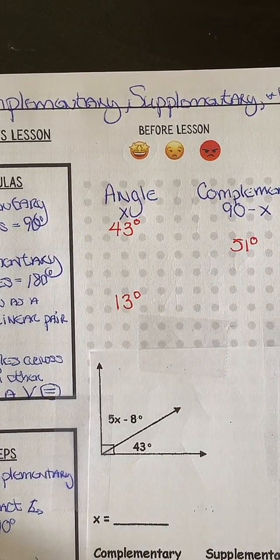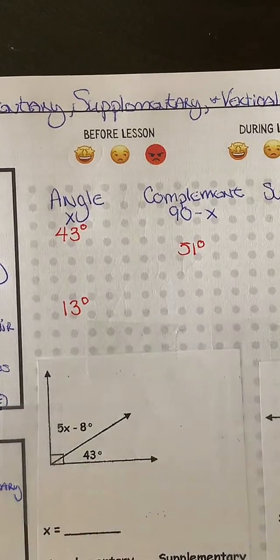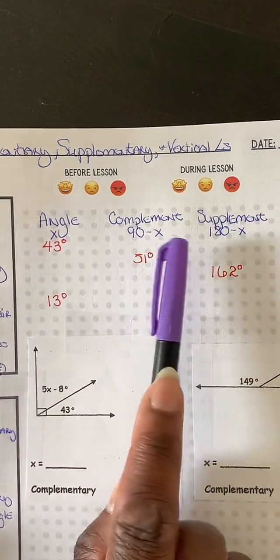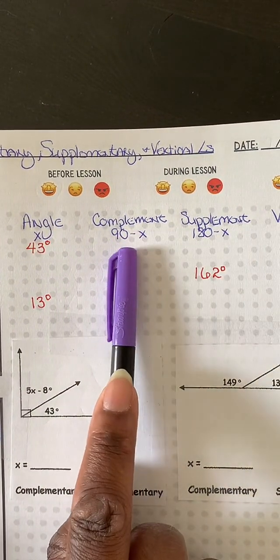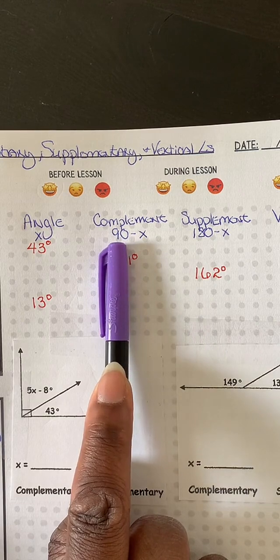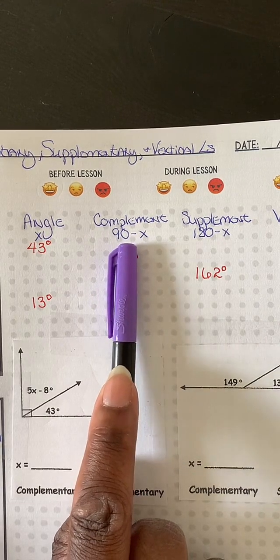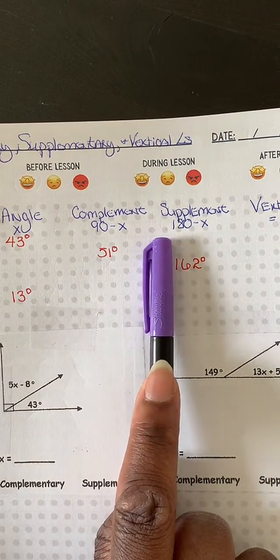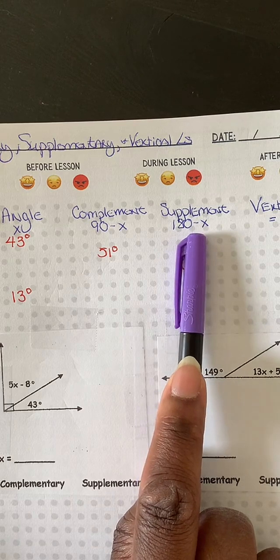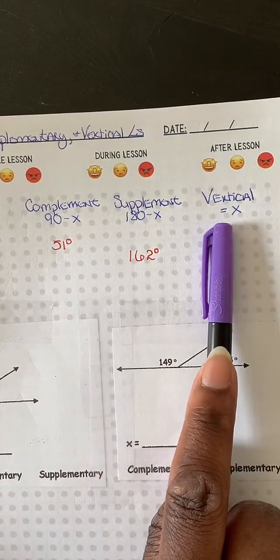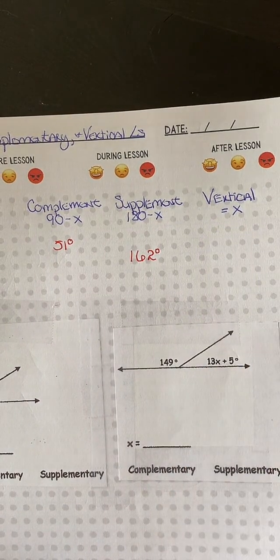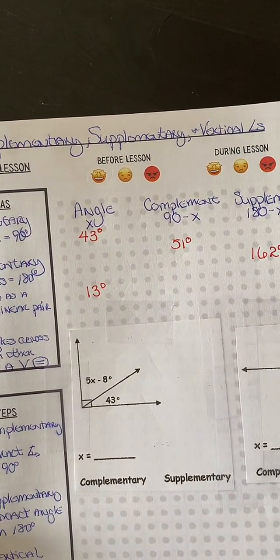All right, so we have different types of angles. We have an angle measure, and I want us to find the complement. The way you find the complement, if they give you an angle, is you take 90 minus that angle. To find its supplement, you take 180 minus the angle they gave you. And the vertical angle is going to be exactly the same. So let's take a look.